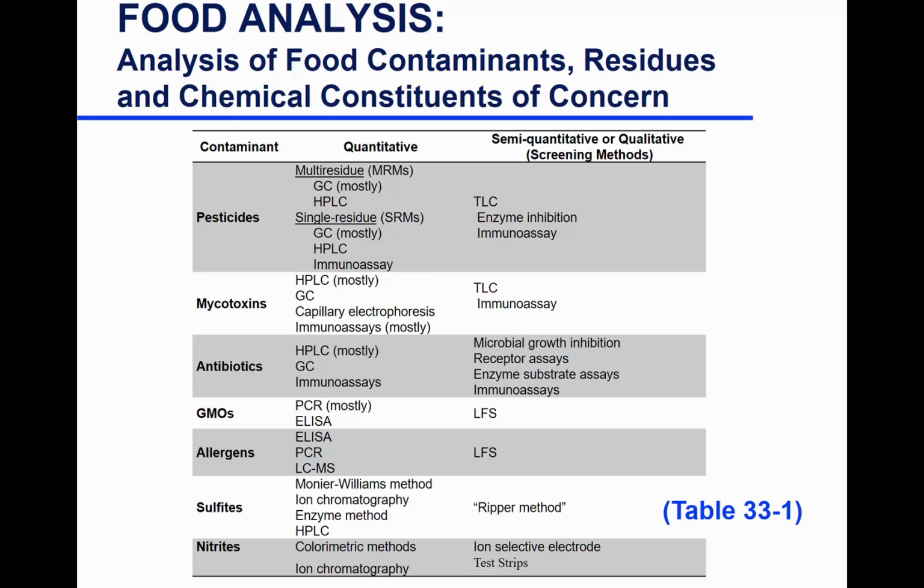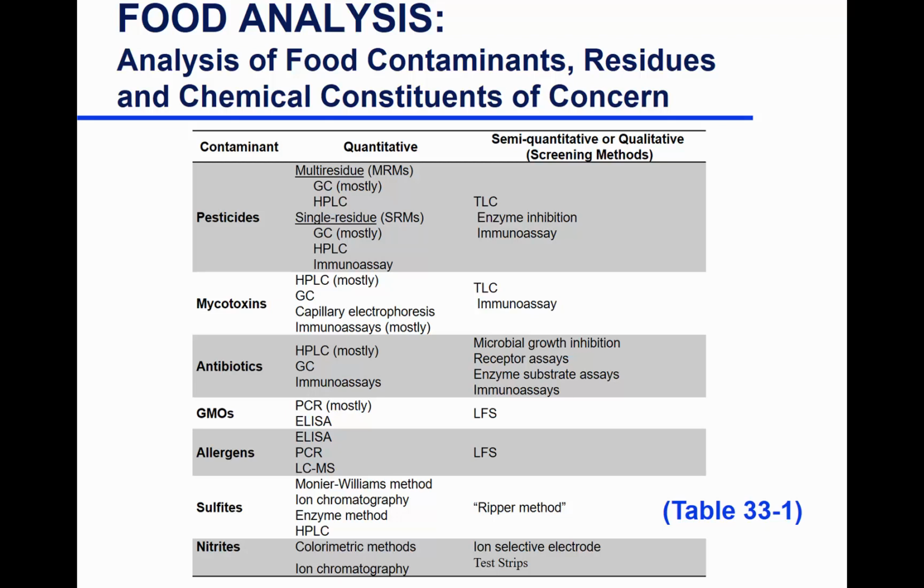So thin layer chromatography and enzyme inhibition and immunoassays can be quick methods of analysis for screening. With mycotoxins, mostly HPLC, you can do GC, immunoassays, electrophoresis, and for semi-quantitative and qualitative, TLC and immunoassays. For antibiotics, HPLC, GC, immunoassays, and a bunch of other qualitative methods we'll talk about.